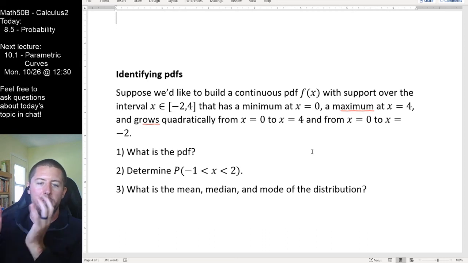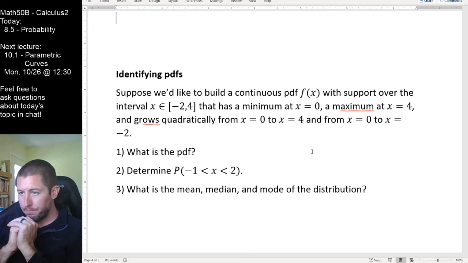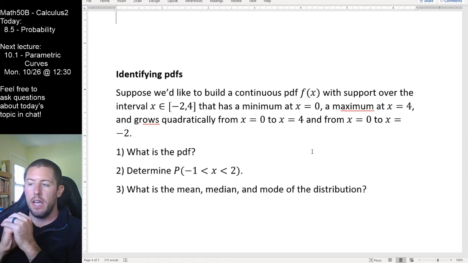-2 to 4 is where we have non-zero probability. We want this function to have a minimum probability when x is 0. We want it to have a maximum when x is at 4. And we want this function to grow quadratically from x equals 0 to x equals 4 and from x equals 0 to x equals -2. So I'm basically saying this is going to be a quadratic function here.